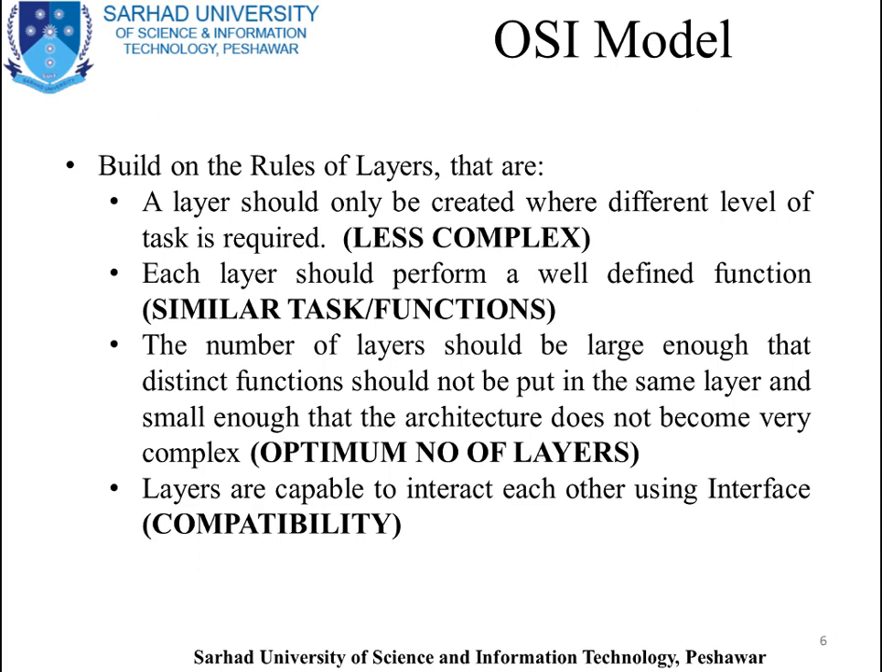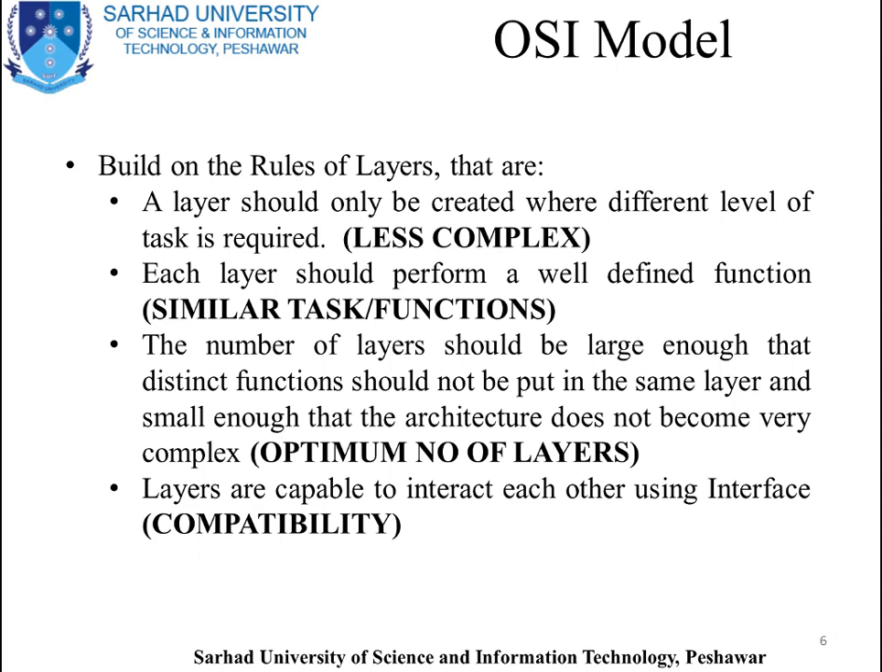So what does this mean? You see that you have to divide. I have told you that you have to divide a big problem into different small problems. Similarly, a model is divided: instead of one body or entity performing the whole task, you divide a body into different layers, and each layer performs a different task. So each layer should be performing a similar task.